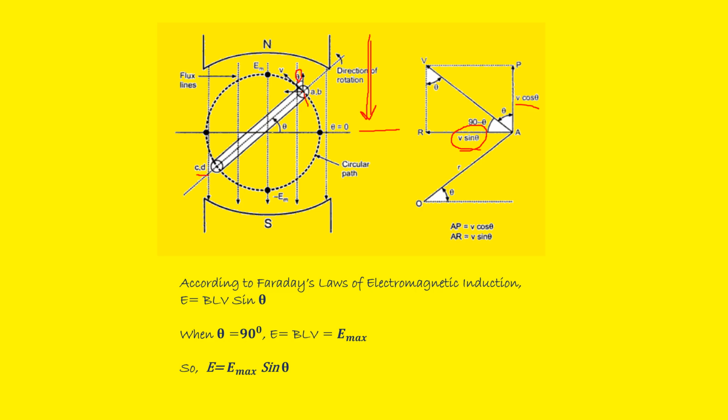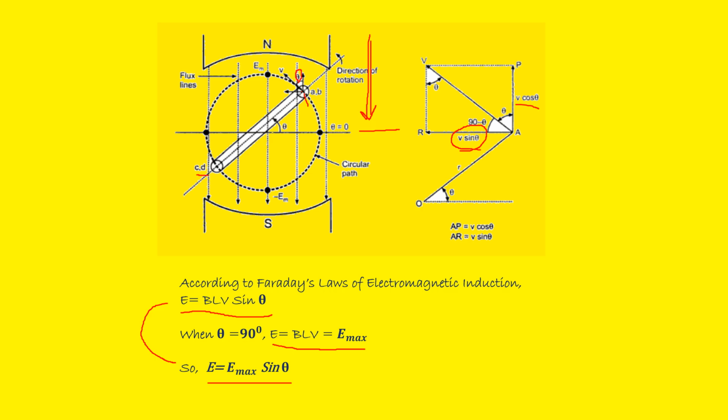According to Faraday's law, we can say E equals BLv sin theta. You can observe here, when theta becomes 90 we get the maximum value, because sin theta has a range of -1 to +1. Sin 90 is 1, so it reaches its maximum value, and the corresponding coefficient BLv is the maximum value. So E equals BLv, which is itself the maximum value. From this equation we can write E equals E max sin theta.